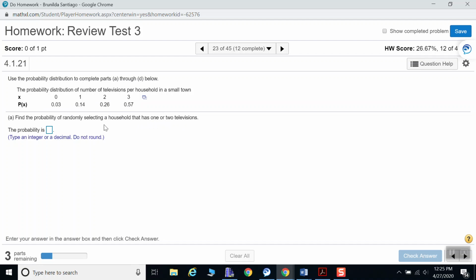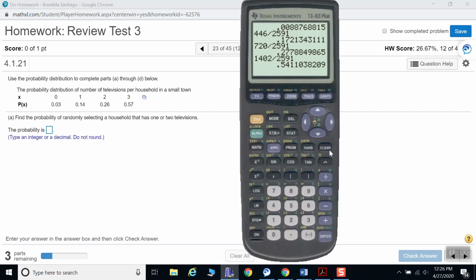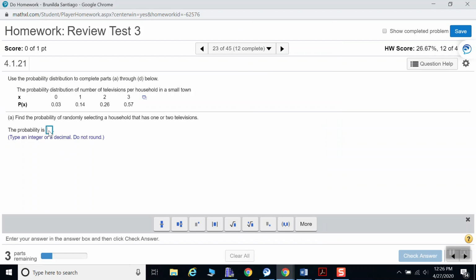So here, find the probability of randomly selecting a household that has 1 or 2 televisions. All we have to do is add these 2 probabilities, because they already found the probabilities for you, and or means addition. So we are adding 0.03 to 0.26, and these are mutually exclusive. There is no overlap, so I don't have to subtract anything. This one is 0.29.